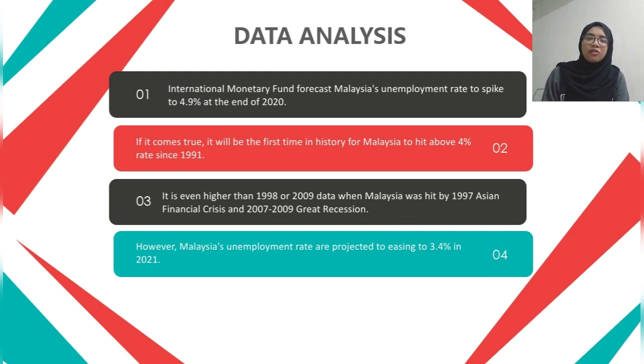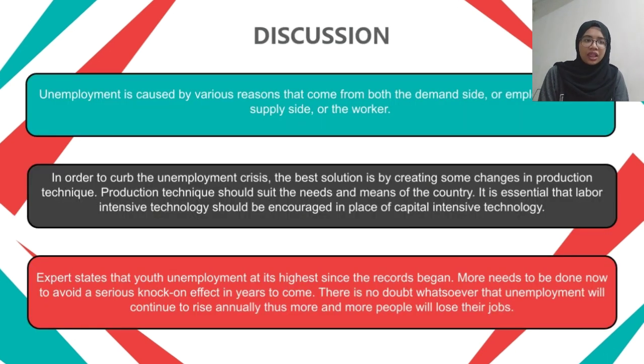So next, for the data analysis. First, the International Monetary Fund forecasts Malaysia's unemployment rate to spike to 4.9% at the end of 2020. Next, if it comes true, it will be the first time in history for Malaysia to hit above a 4% rate since 1991. It's even higher than in 1988 or 2009, when Malaysia was hit by the 1997 Asian financial crisis and the 2007 until 2009 Great Recession. Lastly, however, Malaysia's unemployment rate is projected to ease to 3.4% in 2021.